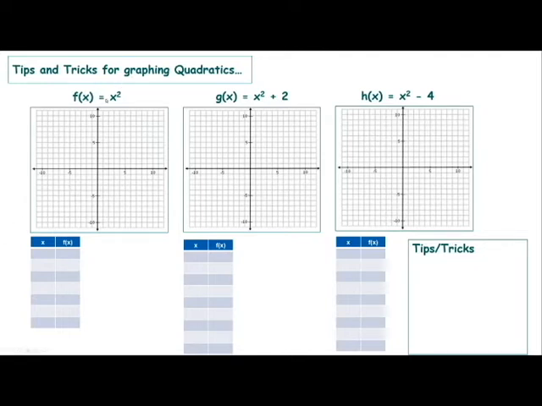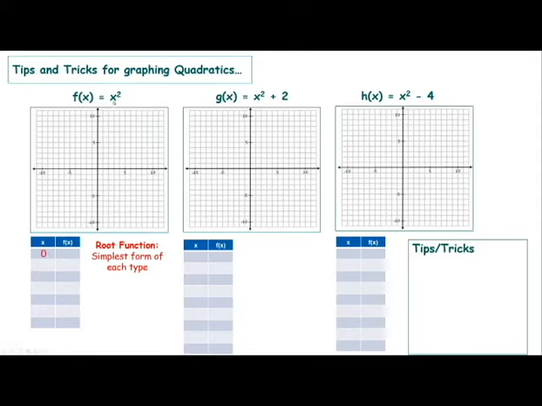We'll start with f of x equals x squared. This is known as a root function, meaning this is the simplest form of this type of function. I cannot have a quadratic function unless I at least have an x squared. Every other quadratic function is a variation on this basic idea. And I'm going to create some x's, plug them in, and see what comes out.